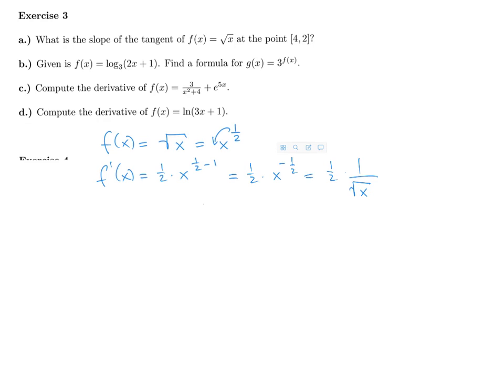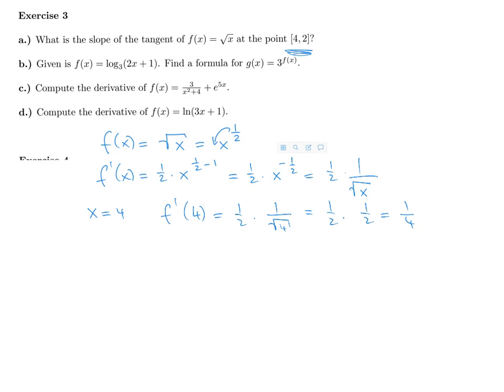Okay, so what we have to do is just to insert this point. So at the point x is equal to 4, we will get that f dash at x is equal to 4 is 1/2 times 1 divided by square root of 4. This is 1/2 times 1/2, and this is 1/4.